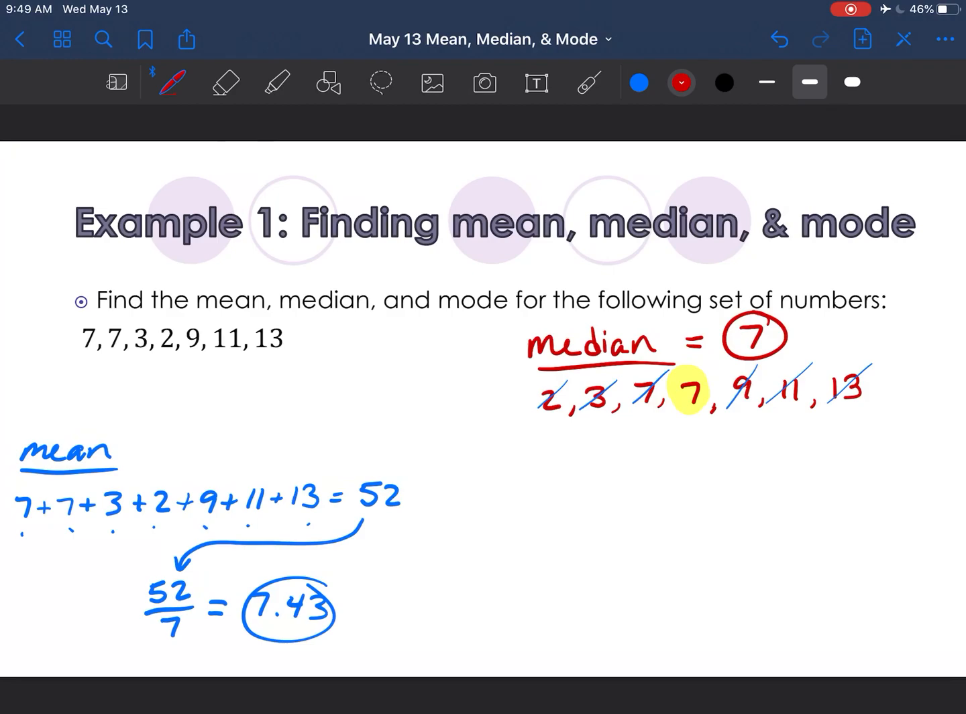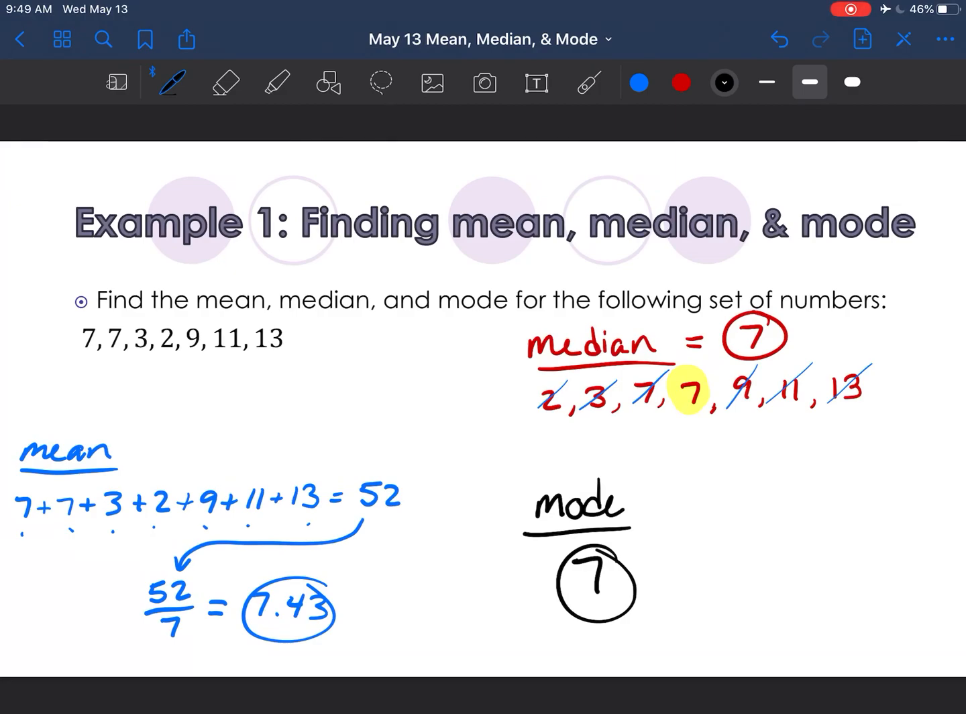Okay, and then the last one is to find the mode. The mode is the number that's most often. If there is no number that repeats, then you would write none. But in this case, we have two 7s, so the mode is 7. All right, so there's an example of one.